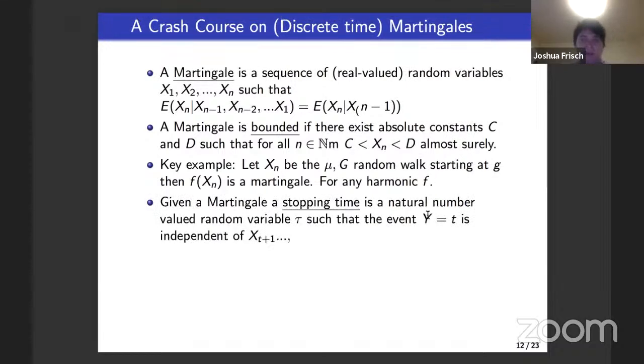Now, there's one more technical concept I need to bring up. A stopping time of a martingale is a natural number valued random variable, tau, such that the event tau equals t is independent of X_{t+1}, X_{t+2}, and so on and so forth. So what does that mean? Well, we think back to our gambler. Our gambler can at any time decide they want to stop. But when they decide they want to stop, that can only depend on what they've seen so far. So they can stop in any way. They can flip a coin. They can say, was the amount of money I was making at time three and time five the same? As long as they don't do the obviously illegal thing of looking into the future. I should say X_{t+1}, X_{t+2}, X_{t+3}, and so forth.